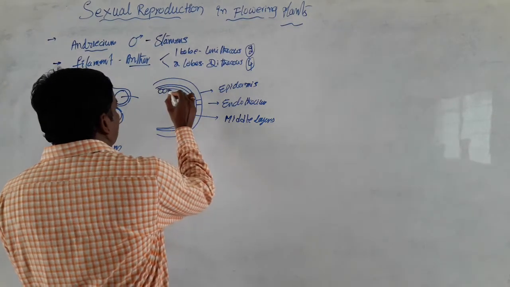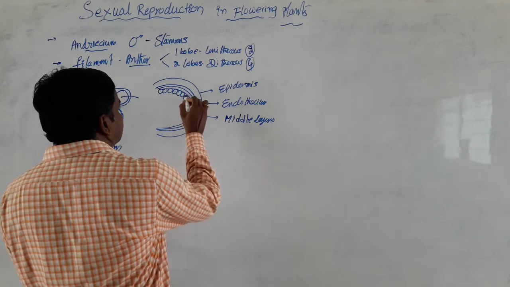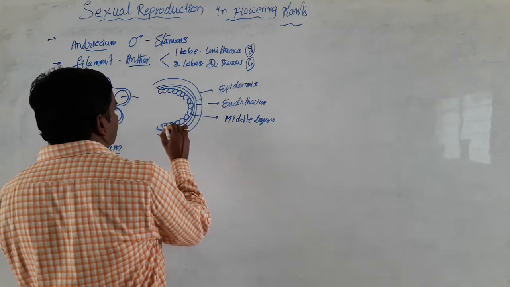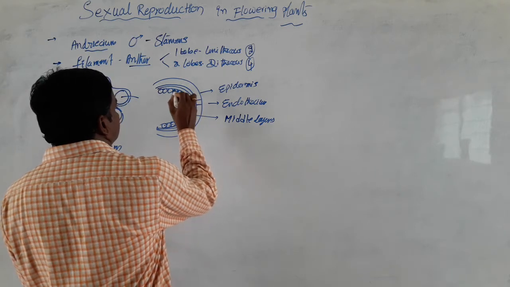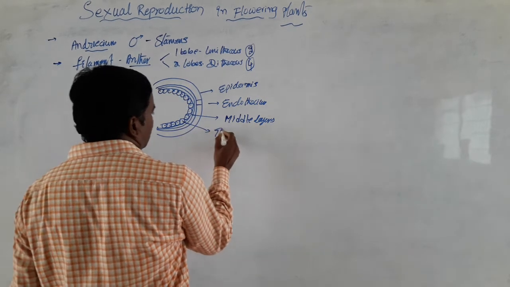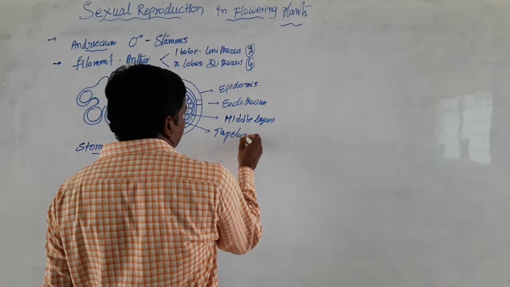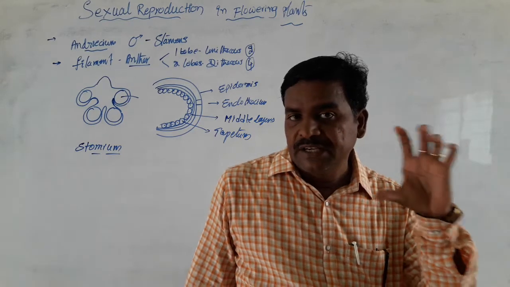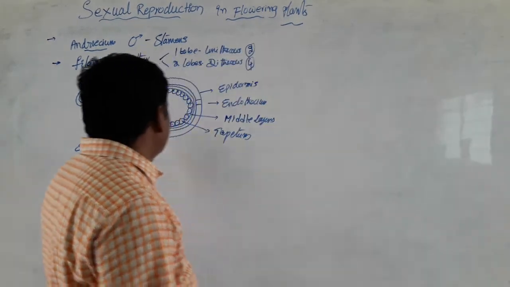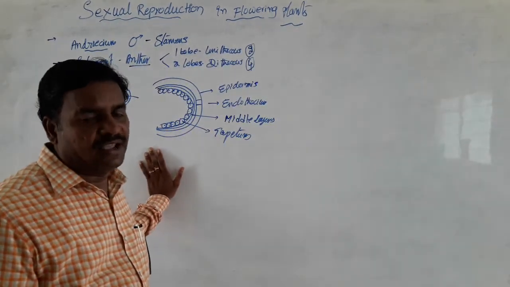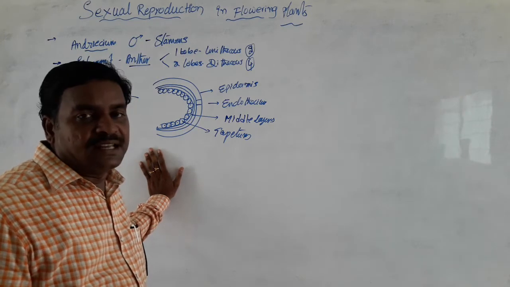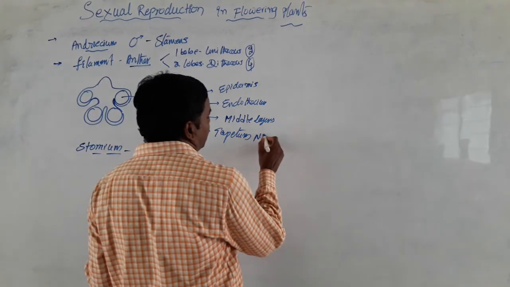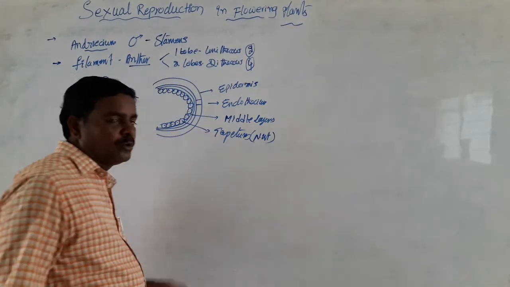And on the inner side, the innermost layer of the anther wall is the tapetum. The tapetum is multinucleated, very dense in cytoplasm and very rich in nutrients. This is the innermost layer of the anther wall. The tapetum nourishes the developing pollen grains and provides nutrients to them.